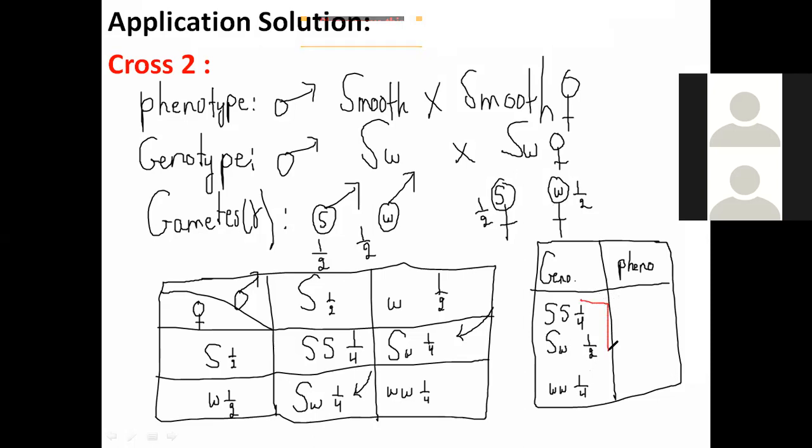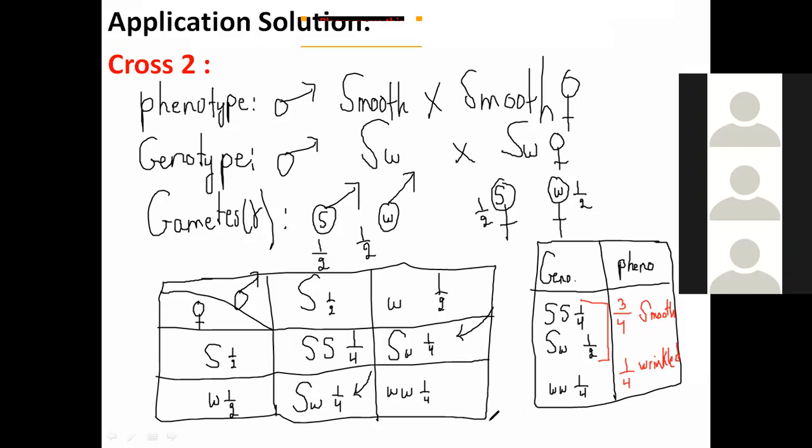Since the smooth is dominant, these two will be smooth. So 1 over 4 plus 1 over 2 will be 3 over 4. So 3 over 4 will be smooth. While the 1 over 4 remaining, it's recessive and should be expressed only in the case of homozygous, so it's wrinkled. So here, wrinkled 1 over 4, smooth 3 over 4. So therefore, don't forget to write it since they want you to verify the results. Therefore, results are verified. So here, in this session, we explain the 3 laws of Mendel.